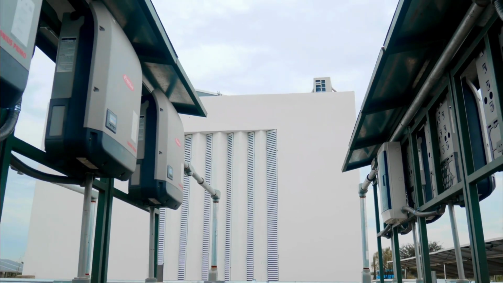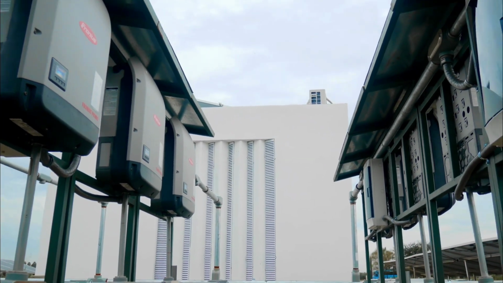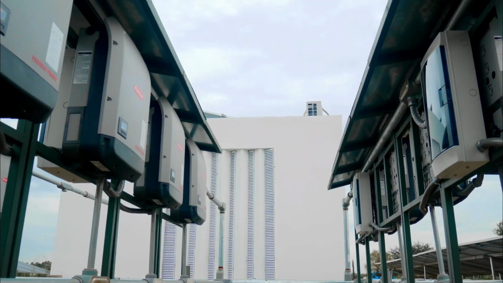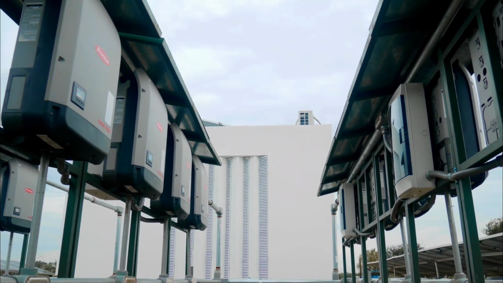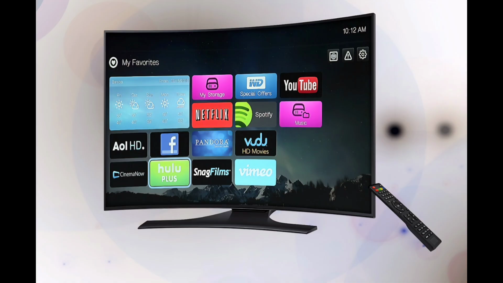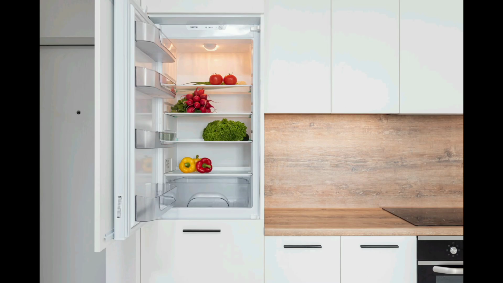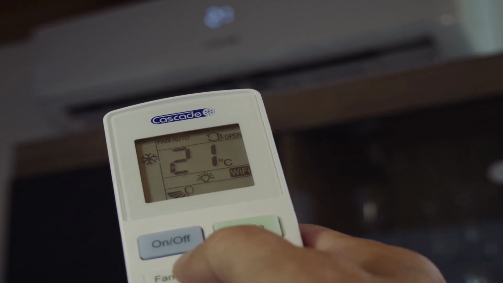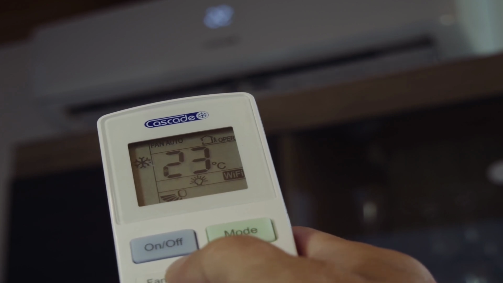The inverter takes the DC electricity generated by the solar panels and converts it into AC electricity that can be used by everyday devices. Once converted, the electricity can power lights, televisions, computers, refrigerators, air conditioners, and many other appliances.